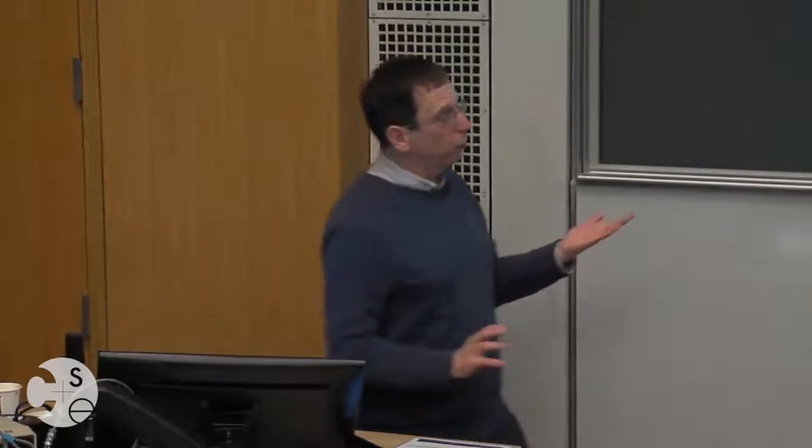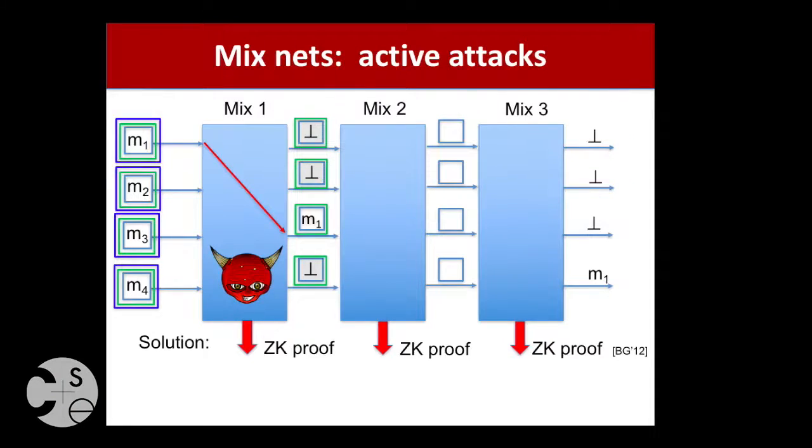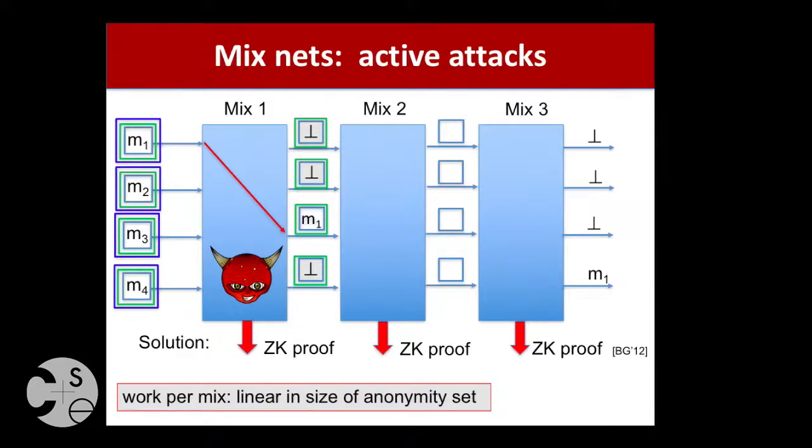Of course, the problem now is you have to run these zero-knowledge proofs, and they're not that cheap. This is called a proof of a shuffle. You want to prove that you shuffled correctly without changing the actual inputs. The best proof today is due to Bayer and Groth. The point there is that the work per mix is linear in the size of the anonymity set. I want you to remember this: the more people send their messages to the mixer, the more work has to be done in proving that the mixer is doing its job correctly. If you don't do that, then you're vulnerable to active attacks.